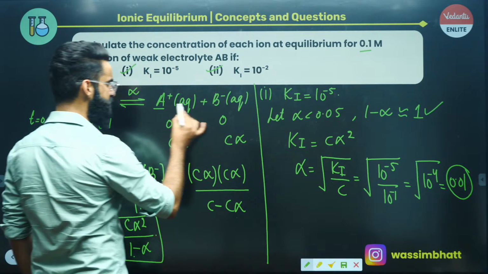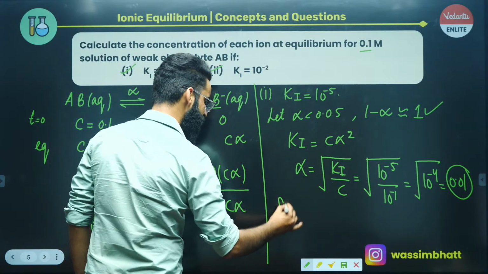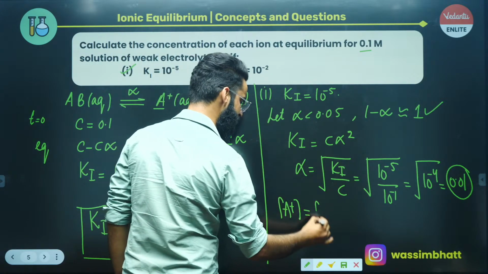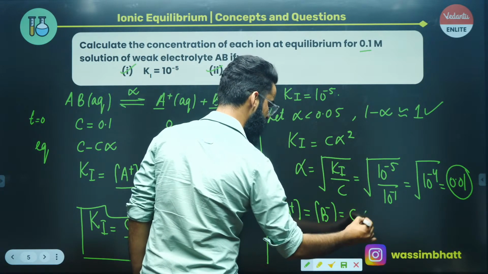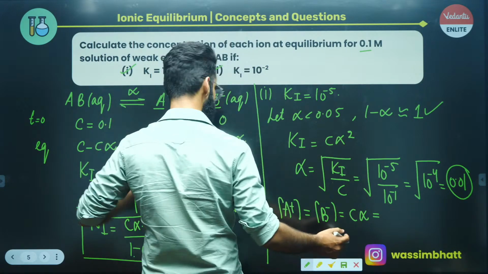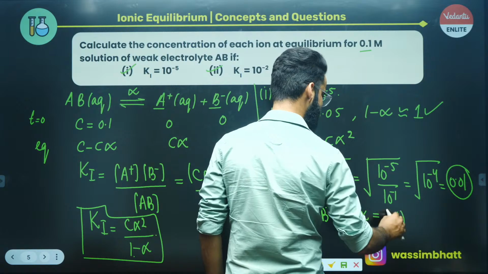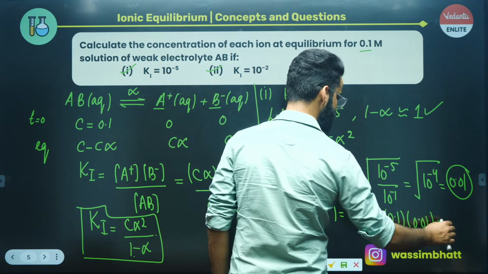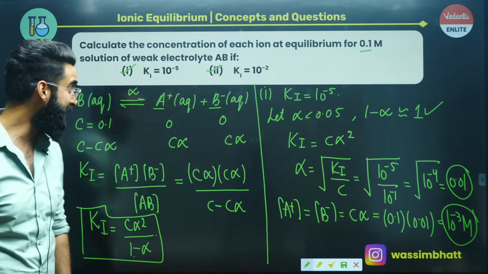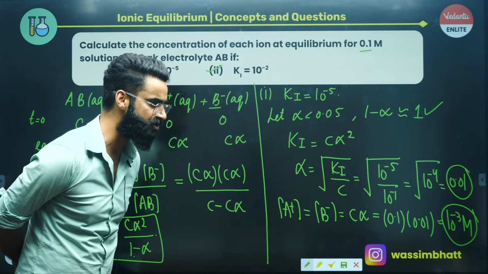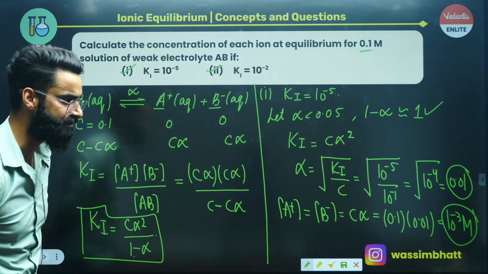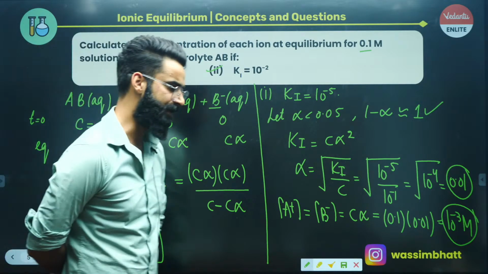Now people, after getting the value of alpha, what was I supposed to calculate? I was supposed to calculate the concentration of each ion at equilibrium. So concentration of A positive at equilibrium is C alpha. Similarly, concentration of B negative at equilibrium is again C alpha. C is given as 0.1 and alpha is 0.01. So the value finally comes out to be 10 raised to the power minus 3 molar. So the concentration of each ion at equilibrium is just 10 raised to the power minus 3 molar. This is how the first part of the question is done and dusted, right? Simple and basic. Is it clear till here?